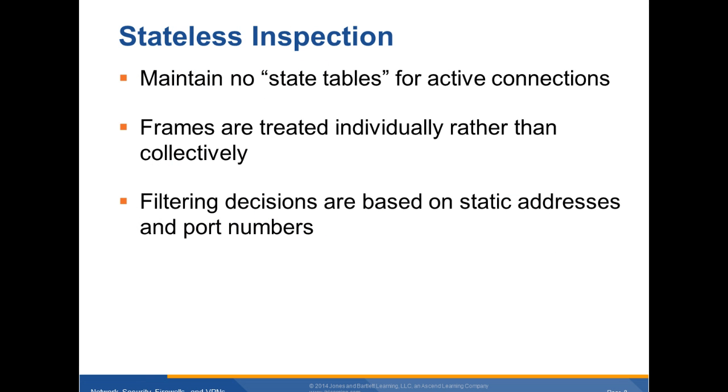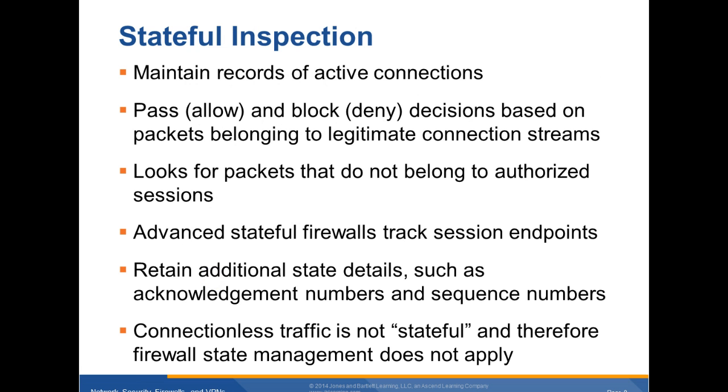Stateless inspection. In this type of firewall, it maintains no state tables for active connections. Frames are treated individually rather than collectively, and filtering decisions are based on static addresses and port numbers. In stateful inspection, it maintains records of active connections. It does this to determine whether or not packets are part of existing sessions. It makes pass or allow and block or deny decisions based on packets belonging to legitimate connection streams. Once a session is established, it looks for packets that don't belong to authorized sessions.